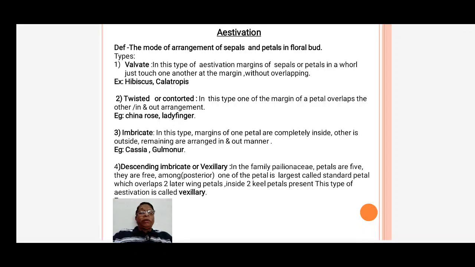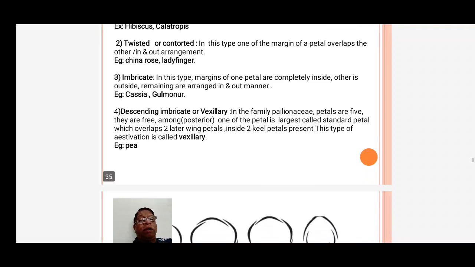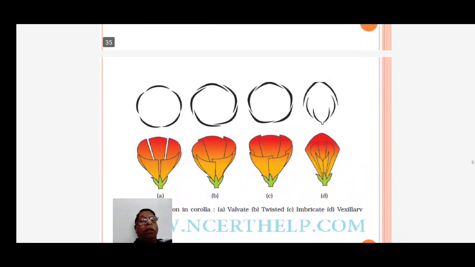Sometimes in the examination, they ask to explain the Papilionaceous corolla. Most important part. Okay. See the diagrams. Diagrams are very important in the examination.